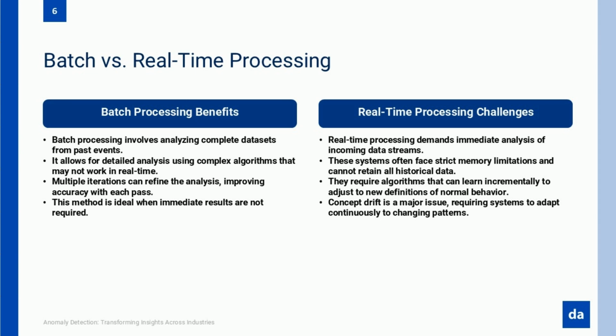Perhaps the most fascinating challenge these systems face is concept drift, when the definition of normal changes over time. Consider an e-commerce platform where user behavior gradually evolves as new features are introduced. A real-time anomaly detection system can't simply freeze its understanding of normal behavior. It must adapt continuously without the luxury of reprocessing the entire dataset from scratch.